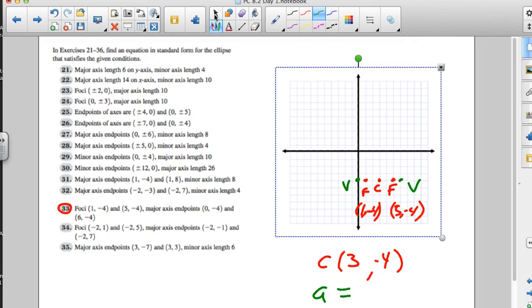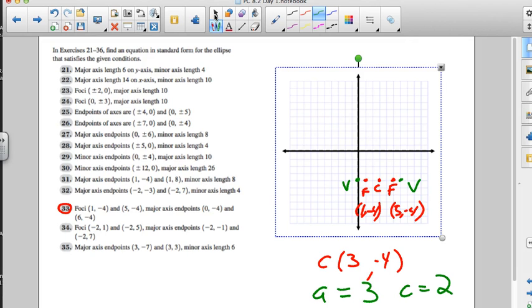It doesn't matter which vertex you use because we're talking about a distance. And since our center was at (3, -4), and then we had a vertex at (0, -4), that is going to be 3 units for a. So now, c, we know that the center is at (3, -4). They gave us the foci, and we can see right in the drawing there, they're 2 units away.